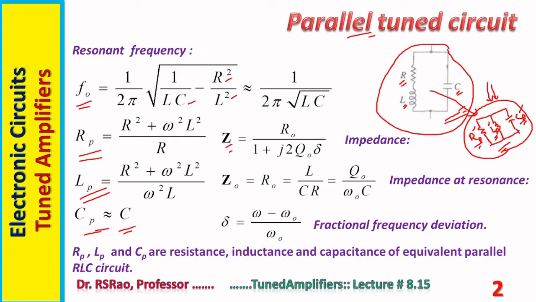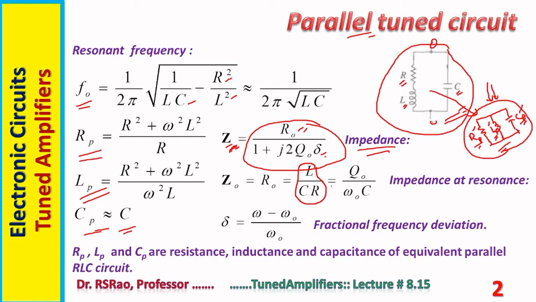Another expression is there. Z means impedance of the coil. It is equal to R naught by 1 plus j Q naught delta. What is R naught? R naught is L by CR. It is in fact equal to Z at resonant frequency. See, Z is impedance. It is dependent upon frequency. Frequency is there inside this expression. Z is dependent upon frequency. R naught is Z at a resonant frequency. And it can be shown equal to L by CR.